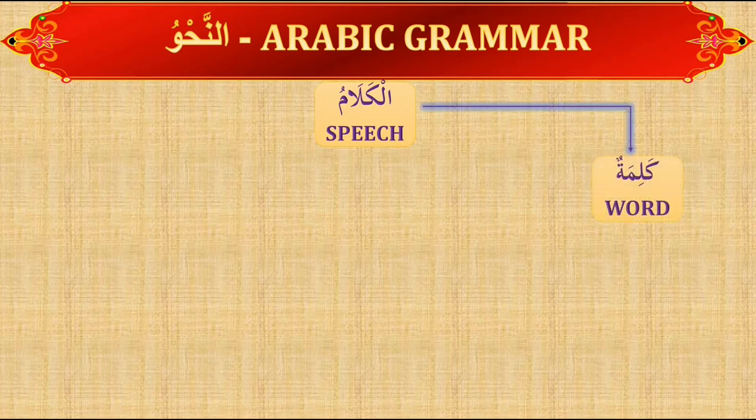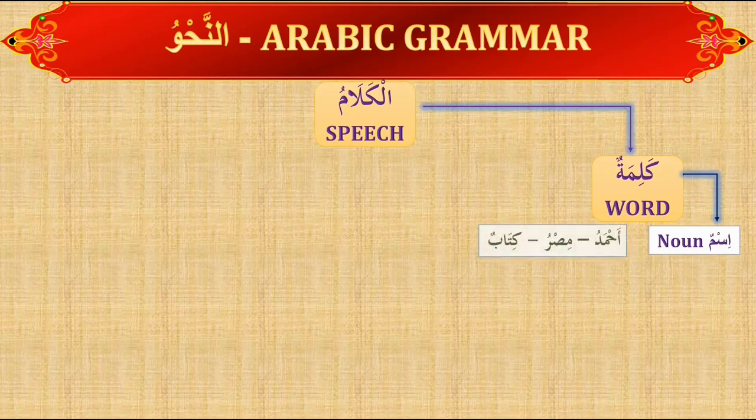This chart provides an overview of Arabic grammar and establishes a framework for the future learning. Al-Kalam, speech. Arabic speech is divided into two types. First, kalima, word. The word is of three types. First, ismun, noun. It is that word, name of a person, place, or thing.